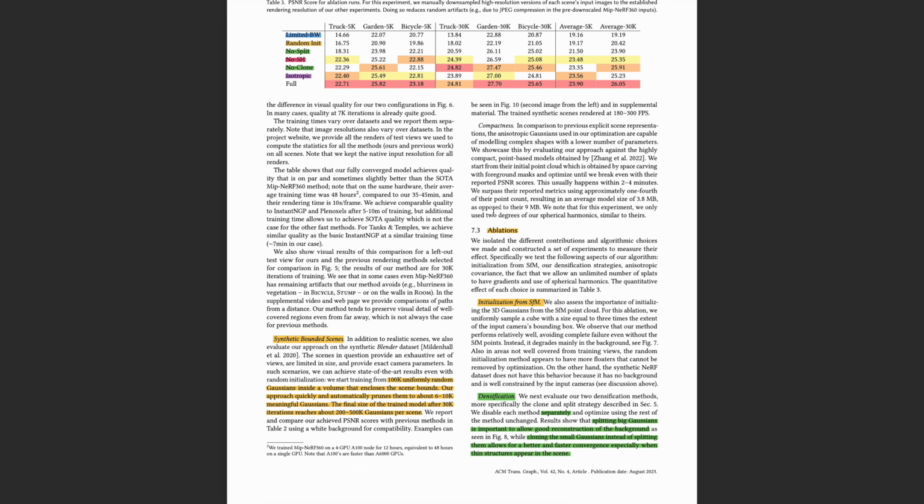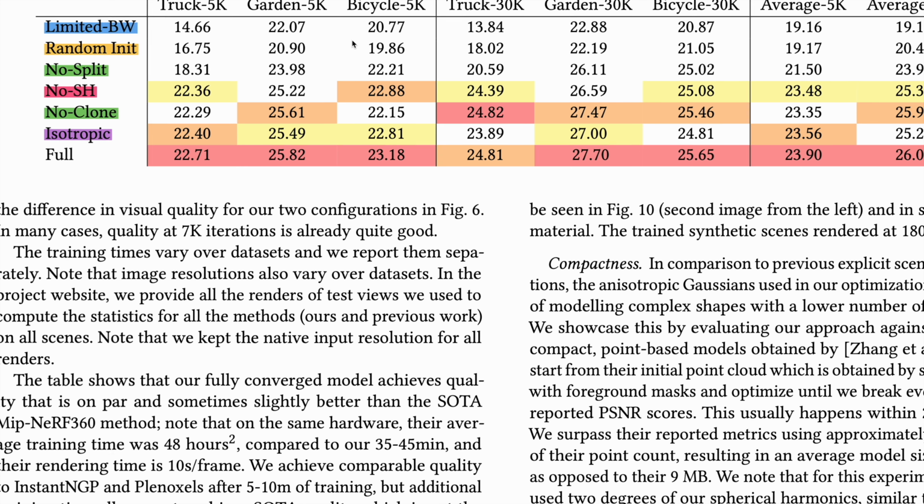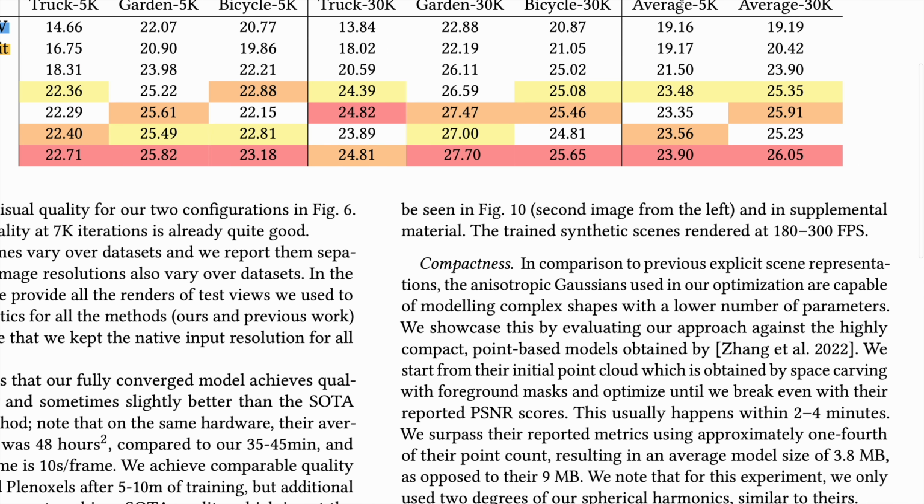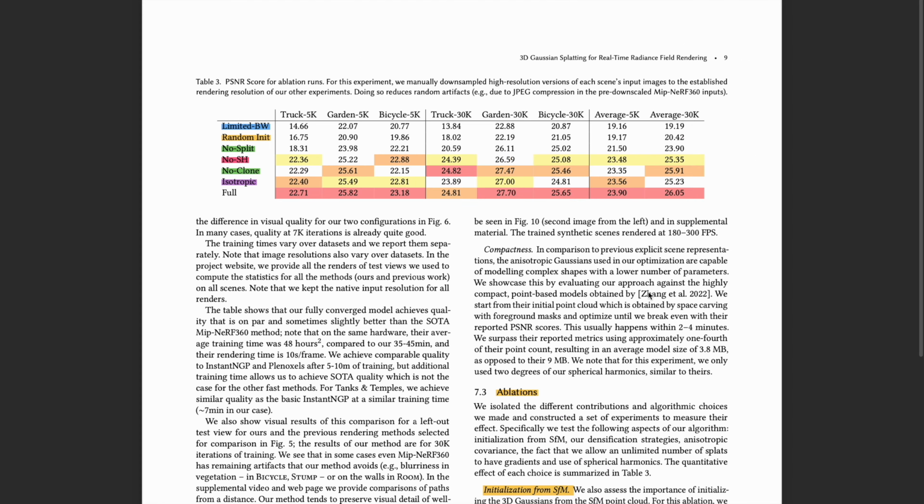Now, if we look at the ablation, so basically that's the first row. No, it's the second row. Let's have a look at the average results, 5k versus 30k. So what's the difference? 5k means 5k iterations of training. 30k means 30k iterations of training. You can see that the difference is huge, right? You have a 20 PSNR when you have a random initialization versus 26. So doing the initialization from COLMAP or from structure from motion is very important.